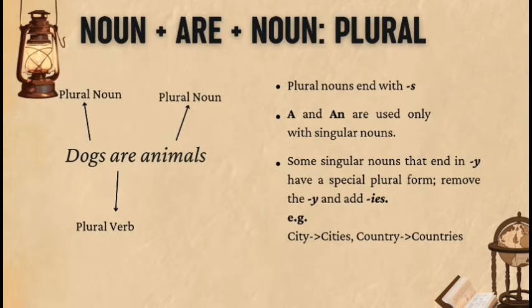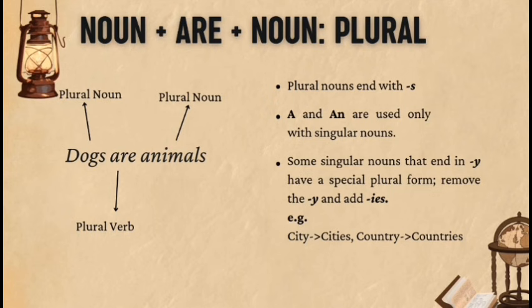Next, we have noun plus are plus noun, plural. Plural means two, three, or more. Here's an example. Dogs are animals. Dogs is a plural noun. Are is a plural verb and animals is a plural noun. Plural nouns end with s. A and an are used only with singular nouns.